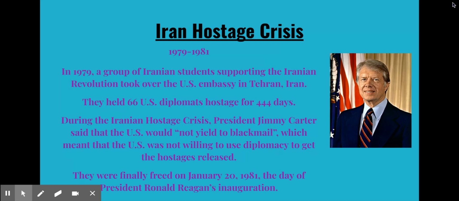The Iran hostage crisis lasted from 1979 to 1981. This crisis started when a group of Iranian students supporting the Iranian Revolution took over the U.S. Embassy in Iran. They held 66 U.S. diplomats hostage for 444 days. The diplomats were finally freed on January 20th, 1981.